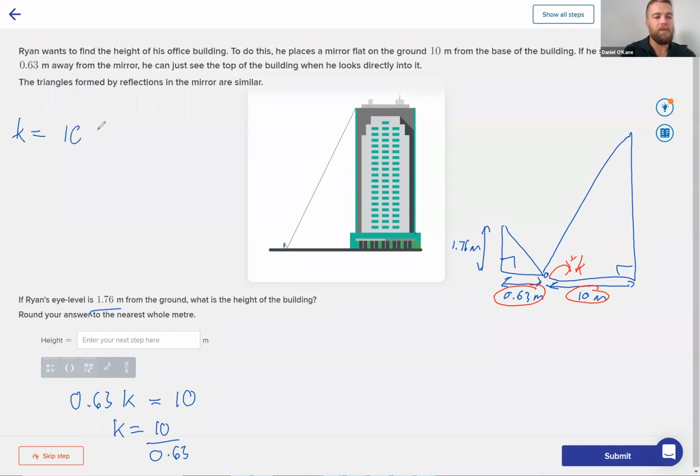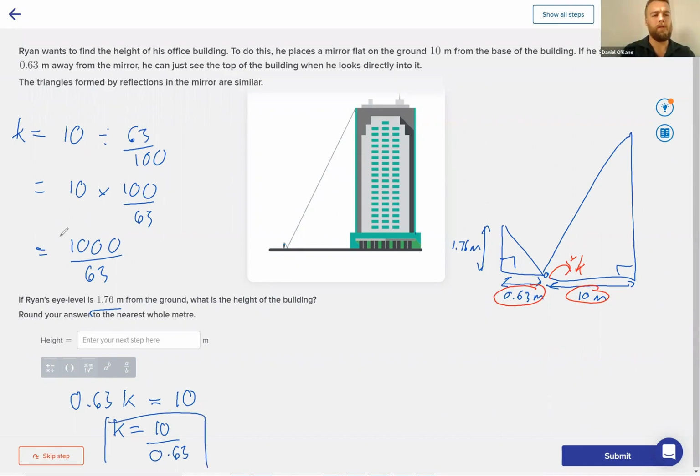But it's the same as dividing 10 by 63 hundredths, okay? Which would be the same as multiplying 10 by 100 over 63. So we actually have this scale factor of 1,000 to 63. That's optional, you don't have to do that. You could just type this into the calculator, but I'm going to use this exact value.